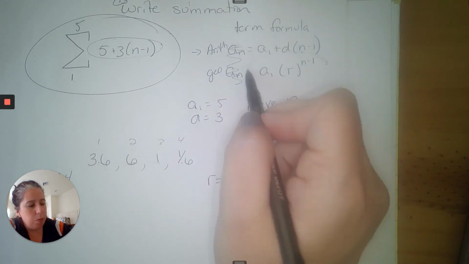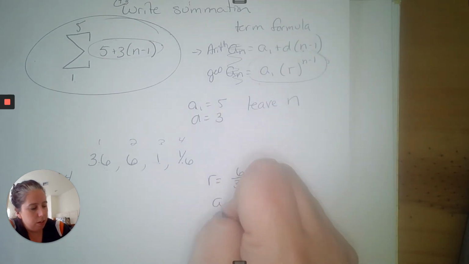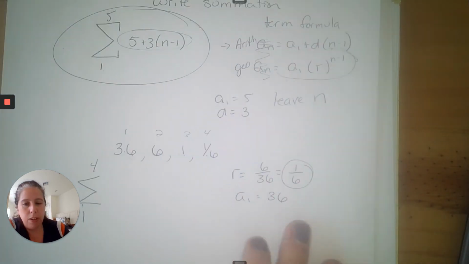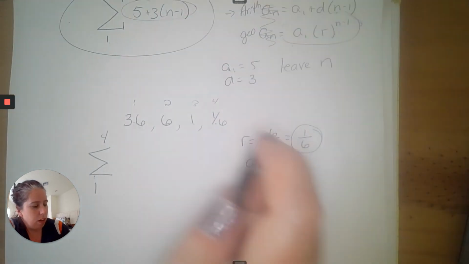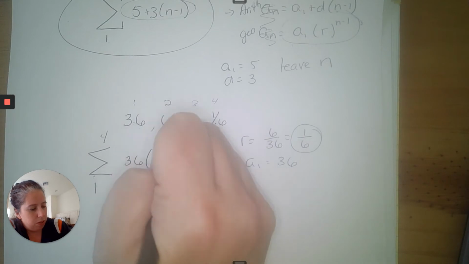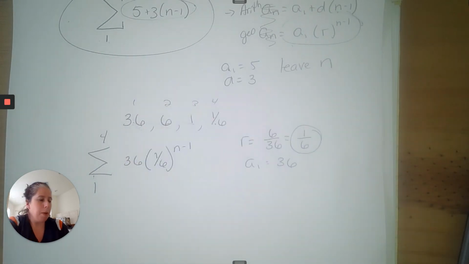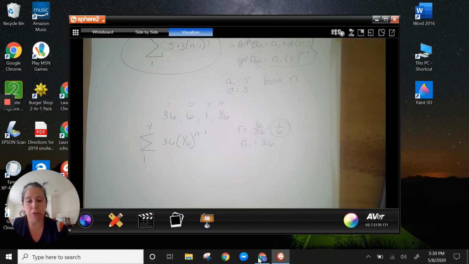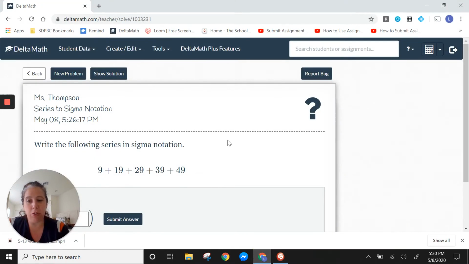So I'm using this formula right here. I still need A1, so that's 36. So you're going to go 36 parentheses R, which is 1/6, raised to the n minus 1 power. Be done. That's all. So let's go just so I can show you and prove to you that that's all you have to do.